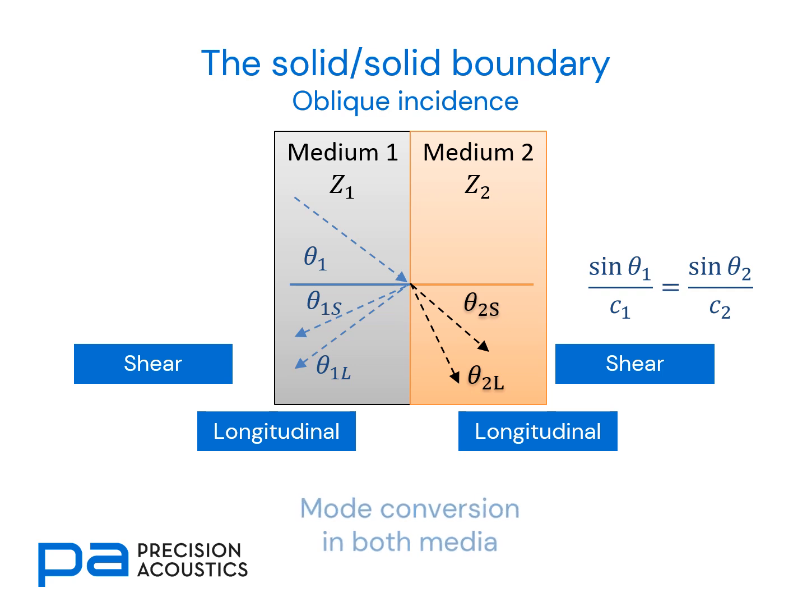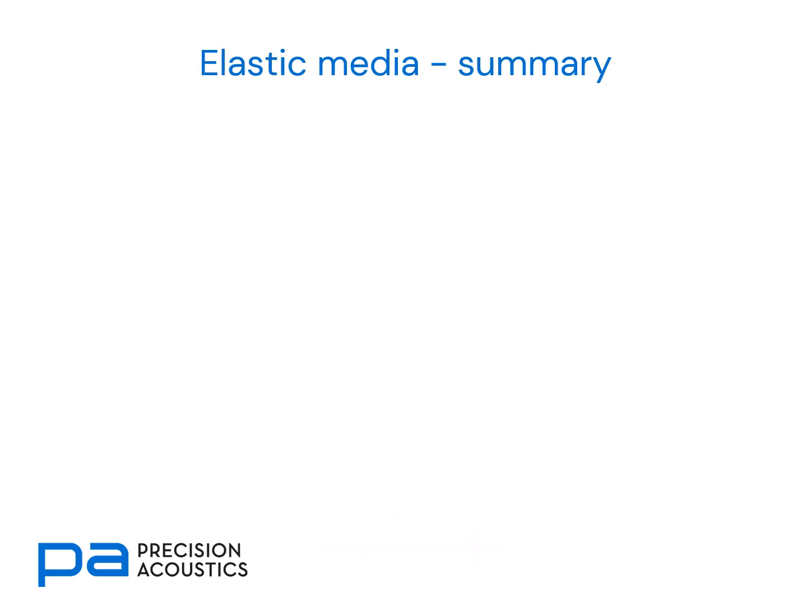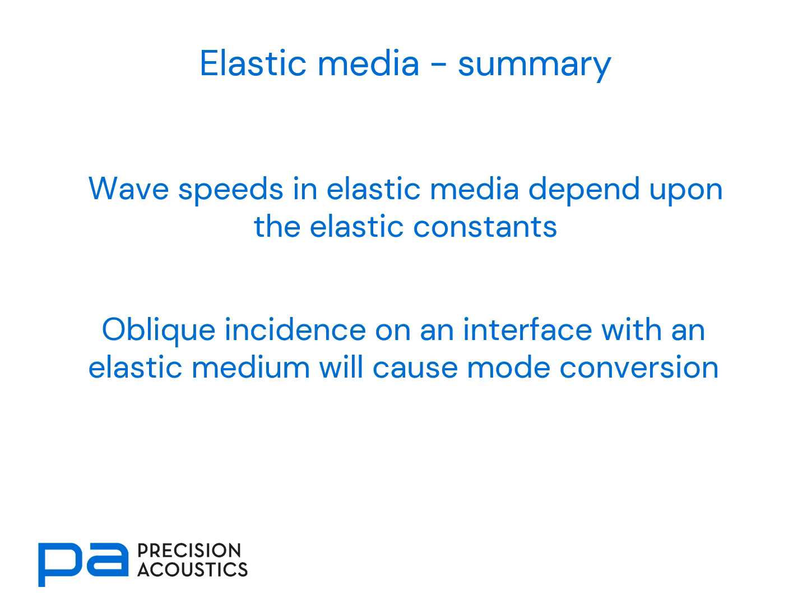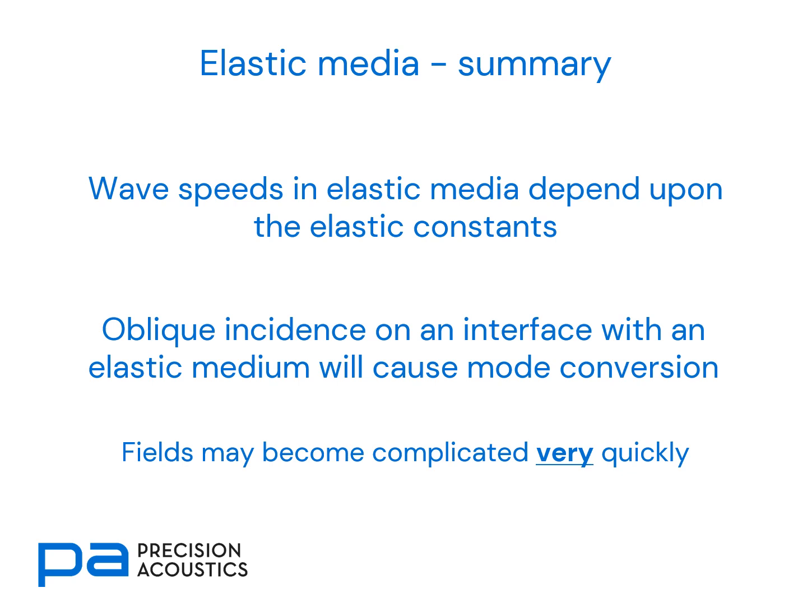But critically now, we have mode conversion in both media. An incident longitudinal wave in has resulted in 4 wave modes out: 2 reflected, 2 transmitted, 2 shear, 2 longitudinal. So within this tutorial, we have seen that wave speeds in elastic media depend upon the elastic constants. We've also seen that an oblique incidence on an interface with an elastic medium will cause mode conversion. This can lead to fields becoming complicated very quickly with multiple wave modes propagating.